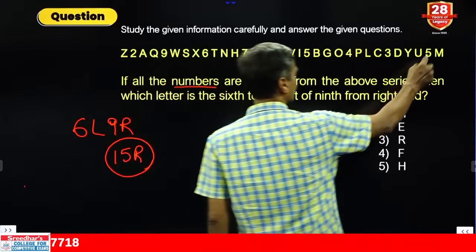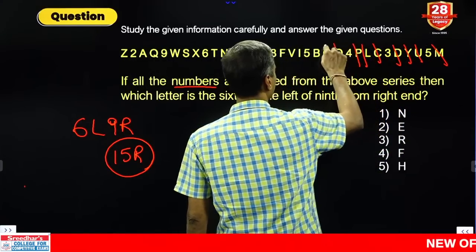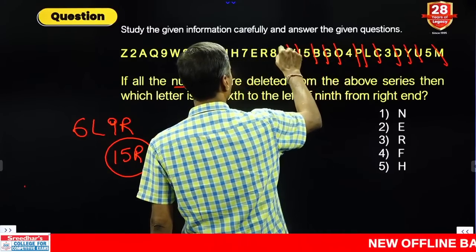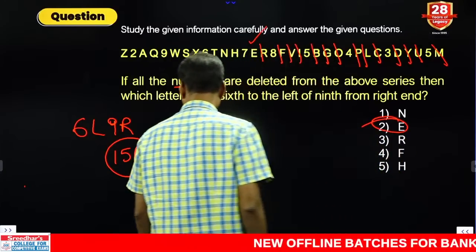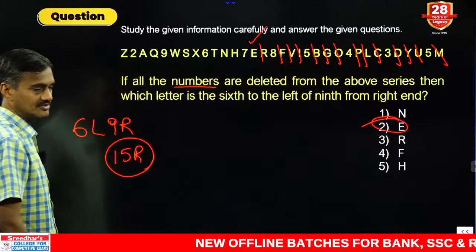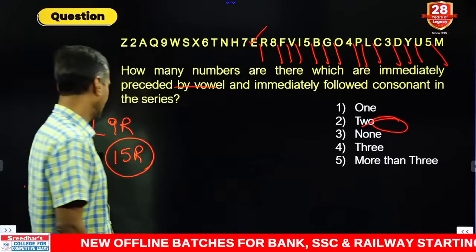Without the numbers, 15th from the right: 1, 2, 3, 4, 5, 6, 7, 8, 9, 10, 11, 12, 13, 14, 15. What is your answer here? E. E, that is given in choice 2. Question number 14, what is your answer here? Choice 2. Good. Then next one, the 15th one.